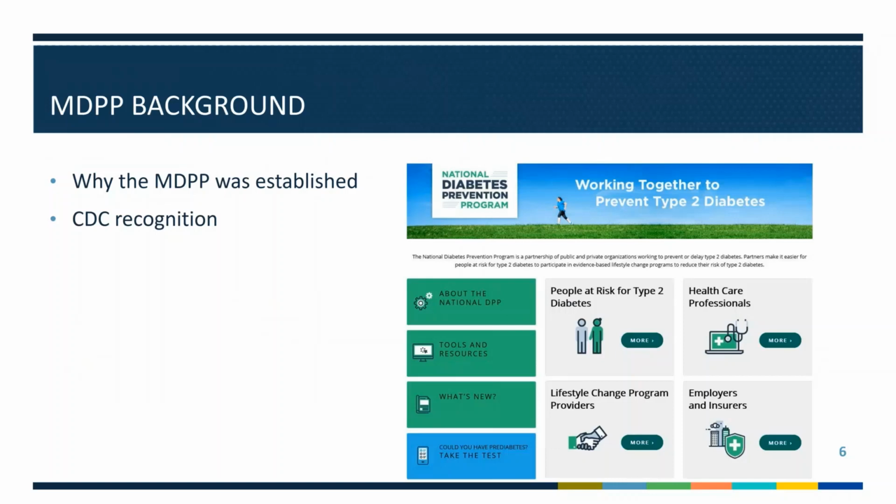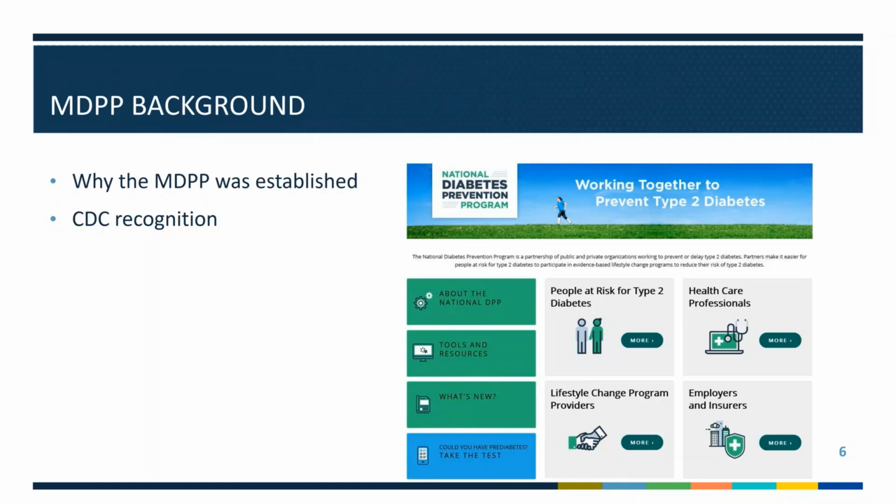Starting in 2018, the National Diabetes Prevention Program's Lifestyle Change Program became a covered preventive service for eligible Medicare beneficiaries through the MDPP. The program is based on research showing that people with prediabetes who take part in a structured program can cut their risk of type 2 diabetes by 58%, or by 71% in people over age 60.